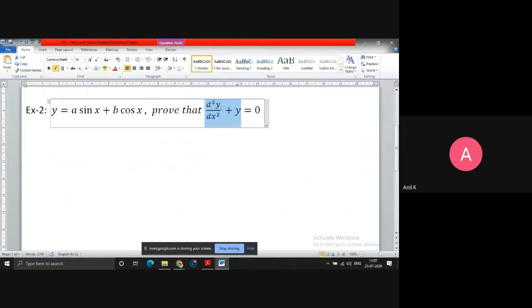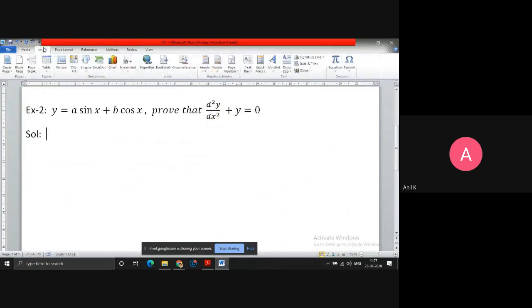So to prove this, first I need the d square y by dx square value. So let me find d square y by dx square. So what do you get first? dy by dx.